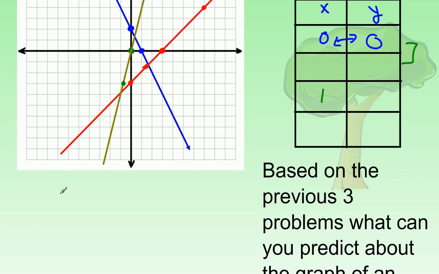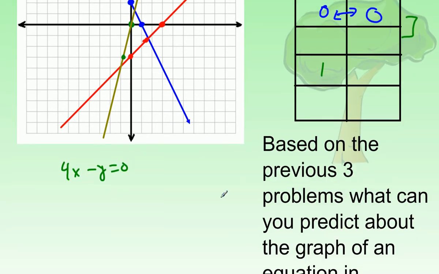So the equation was 4x minus y equals 0. Is that right? Yeah. So if I plug in an x value of 1, I think I'm going to get a y value of 4. Let's see. 4 times 1 is 4, so 4 minus y equals 0. Okay, so I simplified a little bit here. Now I'm going to solve.